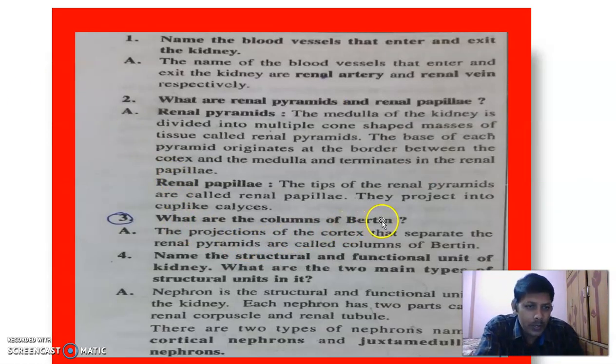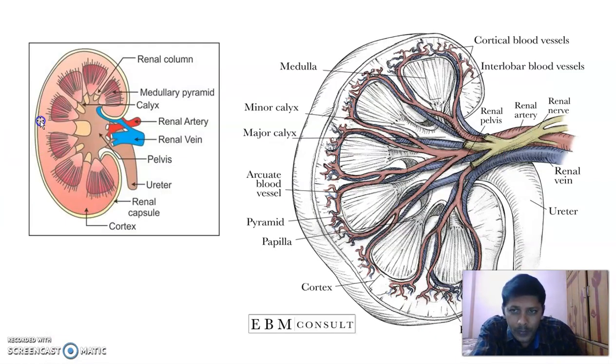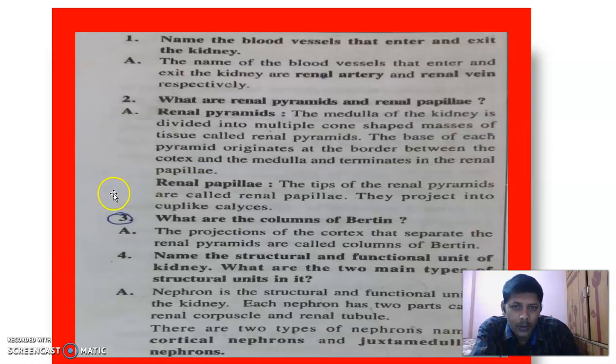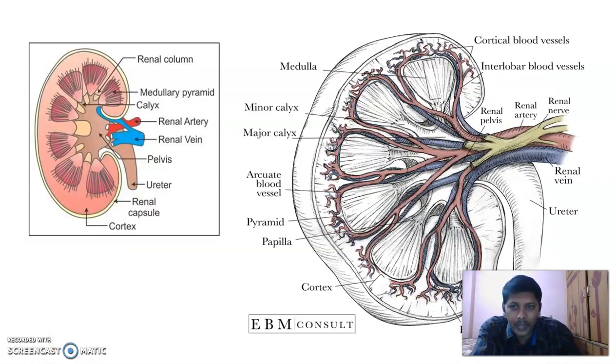Next, what are columns of Bertin? Observe here. What is this part? Cortex. Medulla is divided into pyramids, but cortex is present between these medullary pyramids or renal pyramids. This is called columns of Bertini or renal columns. The projections of the cortex that separate the renal pyramids are called columns of Bertini or renal columns. I think you got it.